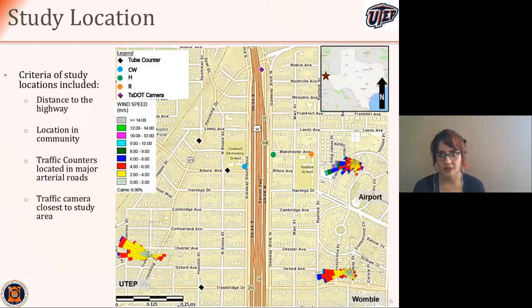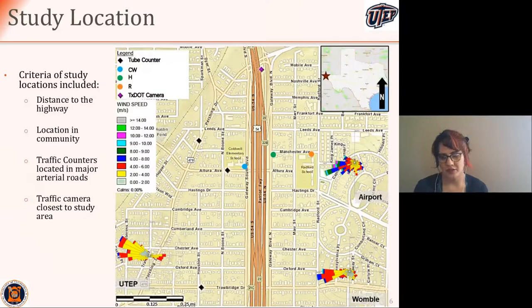Here we can see the location of all the collection sites of traffic and air quality monitoring data. We have 2 near-road sites, which are H and CW. CW is an elementary school, and H is a residential home near the highway, and they're both located within 10 meters from the frontage road at US 54. The third air quality monitoring site is 300 meters away from the frontage road of US 54.